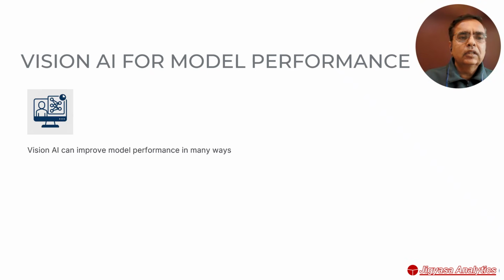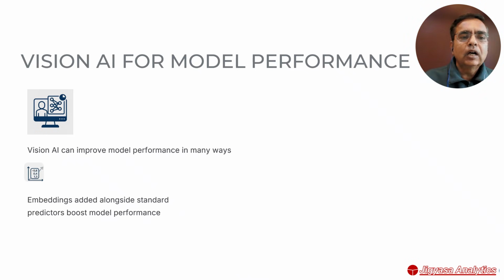So the next thing I want to talk to you about is Vision AI. And Vision AI is basically, these are not large language models. These are another class of AI models which work with pictures rather than with words and text. And again, we have had presentations on this in the past, but Vision AI can improve model performance in many ways.